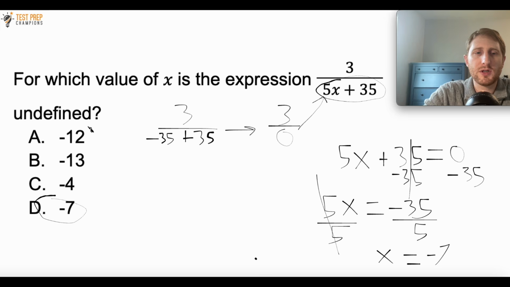Now, another way to do this could be to take each value here and plug each value in for x until you see which one is going to give you a 0 in the denominator, but that might be a little bit time consuming to do without a calculator, but it's up to you how you want to do it.